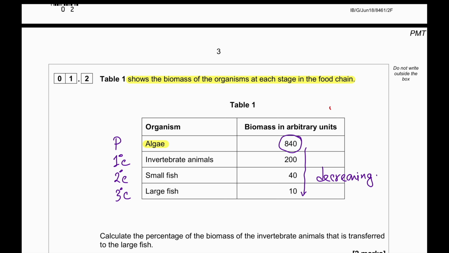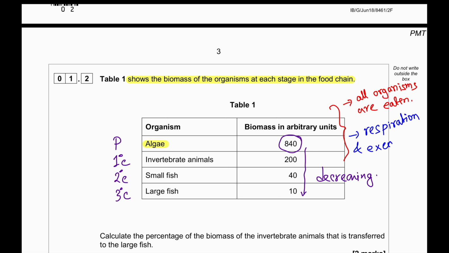Biomass decreases mainly due to the fact that not all of the organisms are eaten, because many times organisms have bony portions that are not edible by the immediate consumer. So they go to decomposition and are also lost in respiration and excretion. Energy is lost in respiration and excretion.